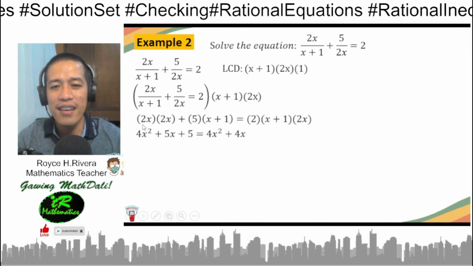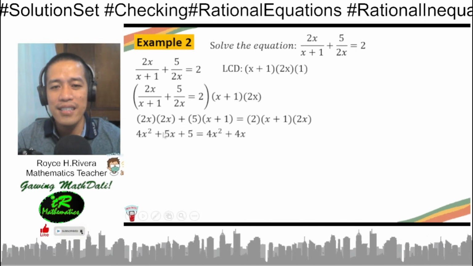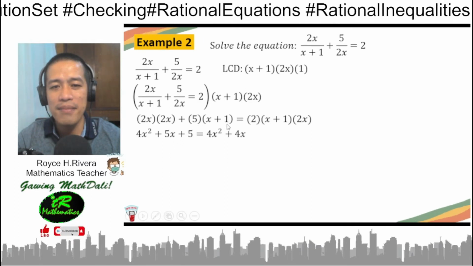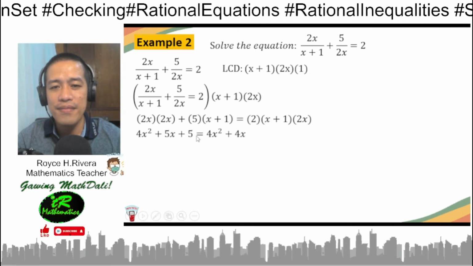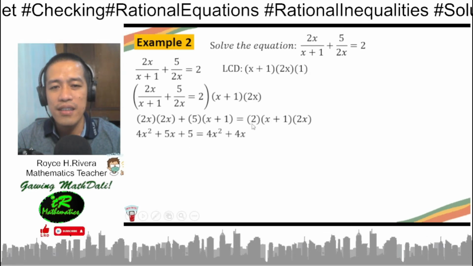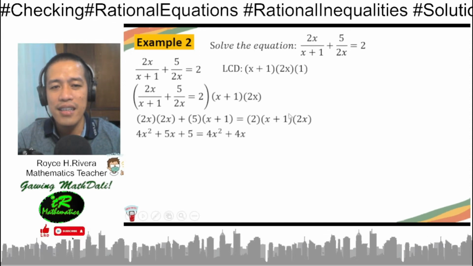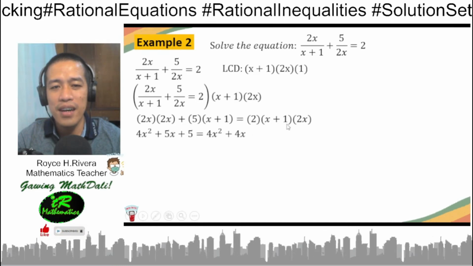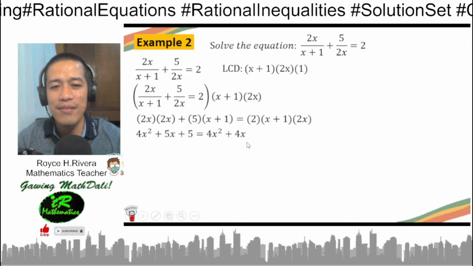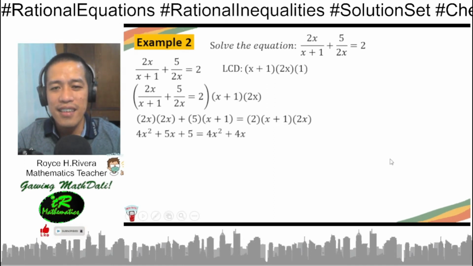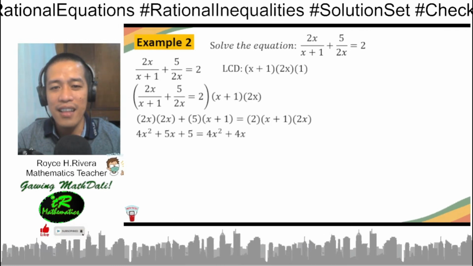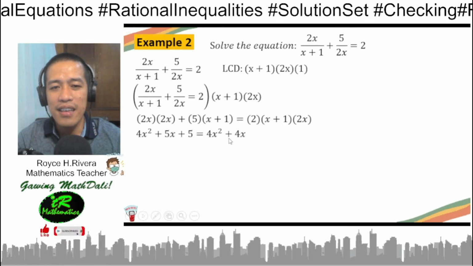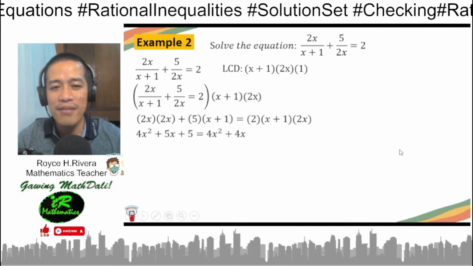Now we get the product. 2x times 2x is 4x squared plus 5 times x is 5x. 5 times 1 is 5. And that is equal to 2 times x is 2x times 2x is 4x squared. And 2 times 1 times 2x is 4x. And now we add the additive inverse of 4x squared and 4x to both sides of the equation.